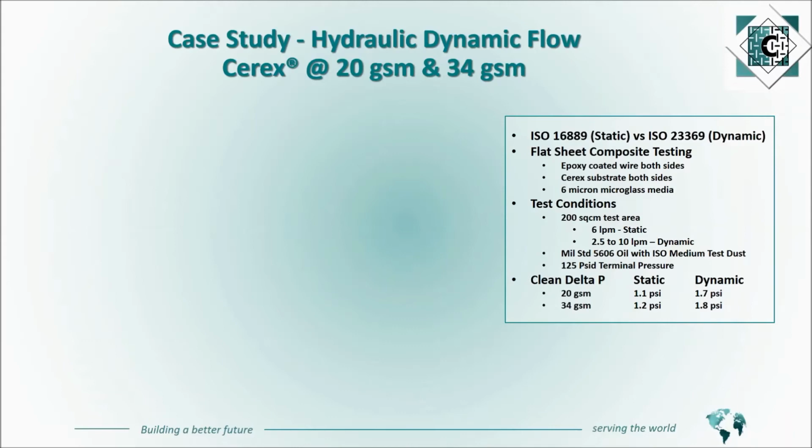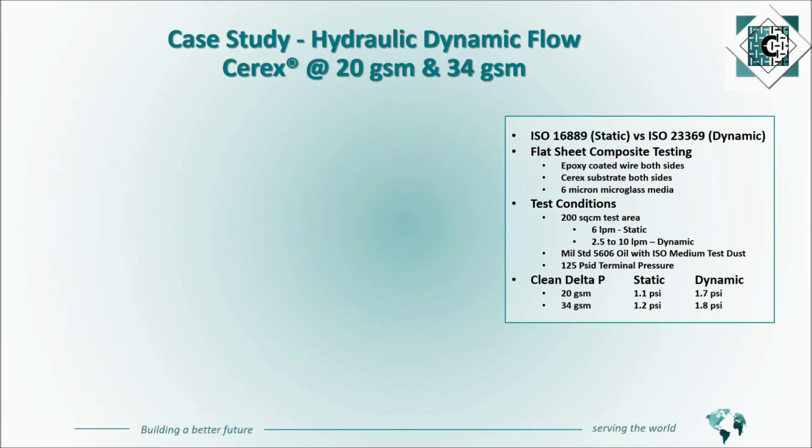The static testing was done at 6 liters per minute. The dynamic testing or cyclic testing was done between 2.5 and 10 liters per minute, and that was cycled approximately every 5 seconds. We ran the testing actually up to 125 psi. What we found was about halfway through the test, we think we started experiencing some bypass around the sheets because of the wires. So we're going to present to you just half the testing or 5 time intervals.